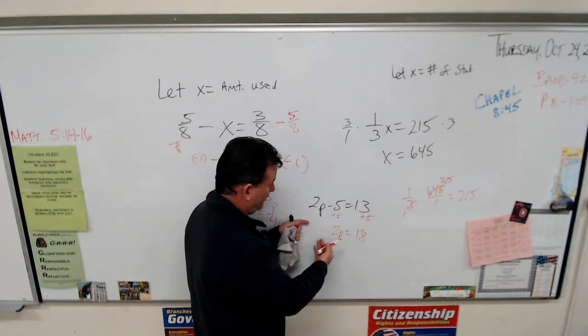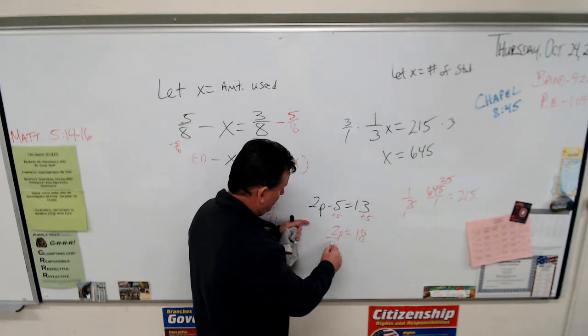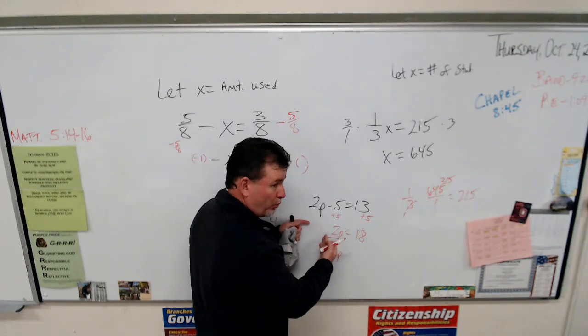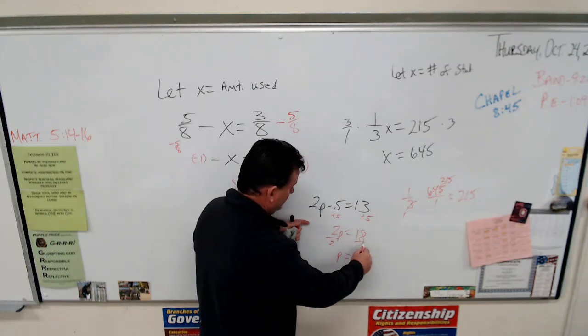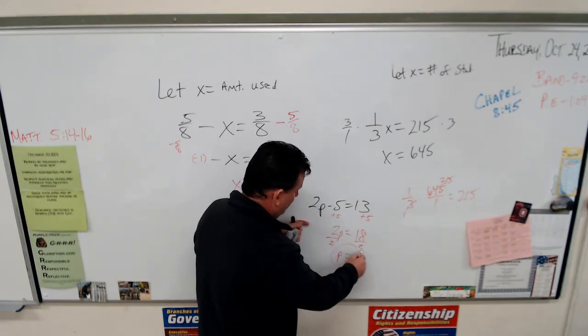What's the opposite of multiplication? Division. Divided by 2. 2 over 2 is 1. Leaves you with 1p. Divided by 2. Okay. That's how we got p equals 9.